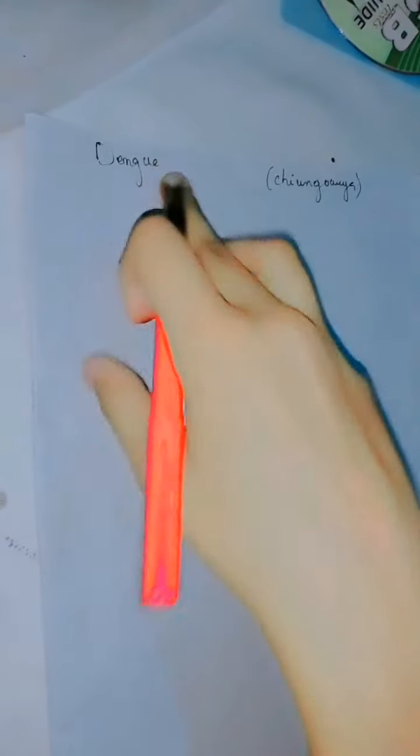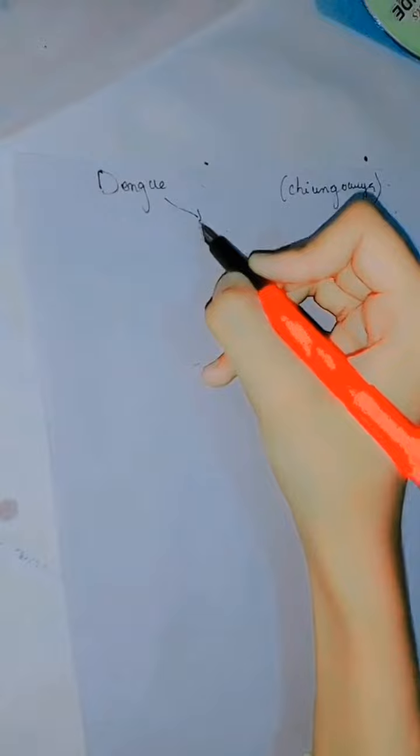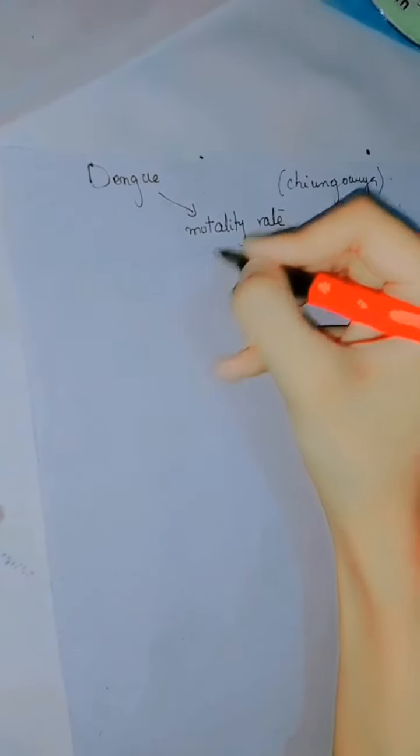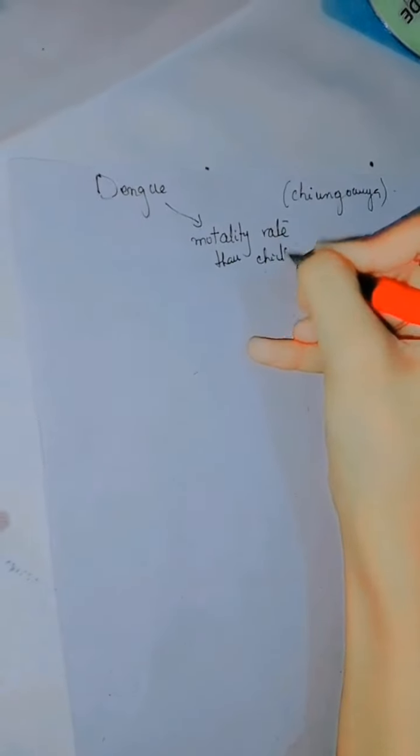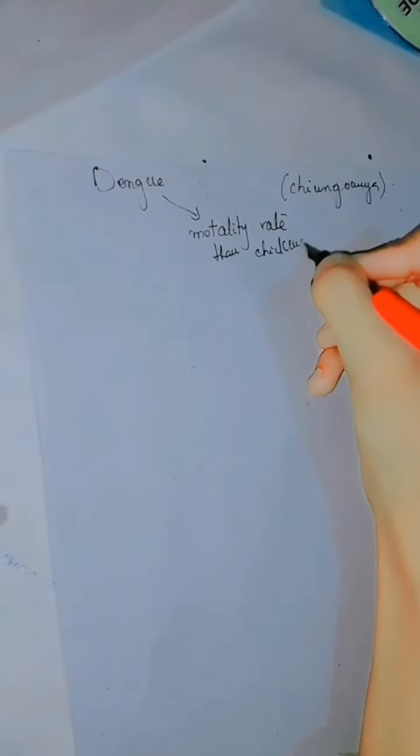Today we are going to discuss our next virus, that is dengue virus. As I have given the lecture of the previous virus, that was chikungunya. Basically it was quite similar to dengue, but has some minute differences. Like the dengue mortality ratio is more than the ratio of chikungunya. It has a higher mortality rate than chikungunya.